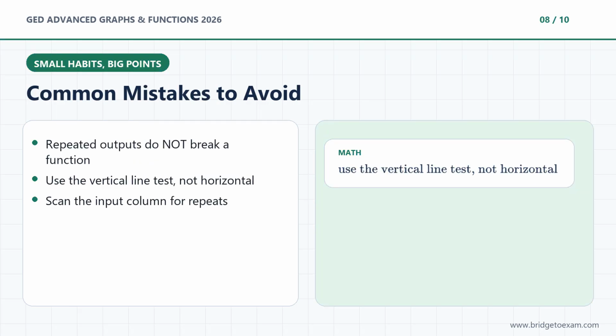Watch out for 3 traps. First, do not think repeated y values break a function. They do not. Second, do not use a horizontal line test. The correct test is vertical. Third, in a table, always scan the input column for repeats. These 3 habits keep your decisions fast and accurate.